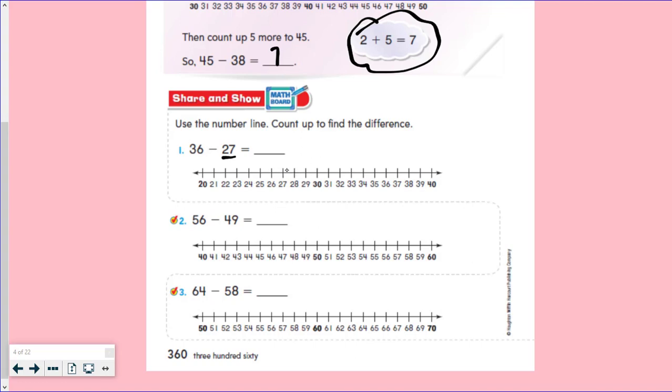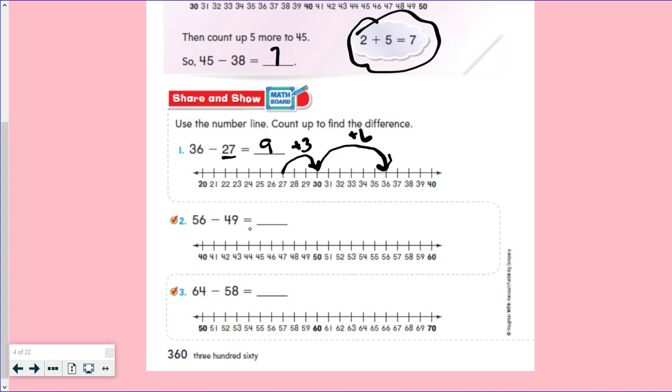It's close to 30, right? All you got to do is take 3 hops to get to 30. Okay, so that's plus 3. And then to go from 30 to 36, you got to think that's 6 more, right? I can just think that. I don't even have to count. I just know it's 6 hops. And then 3 hops plus 6 hops is 9. So 36 minus 27 is 9.